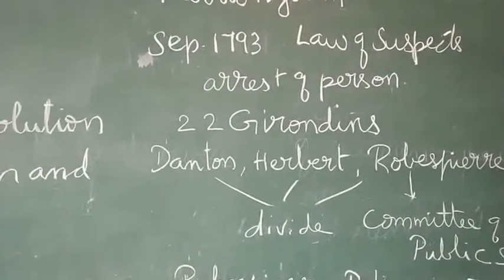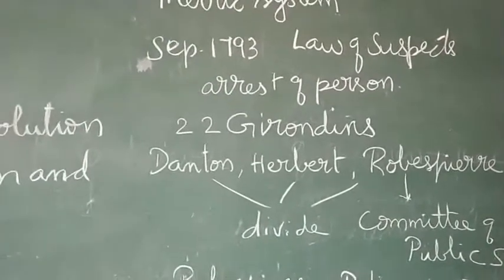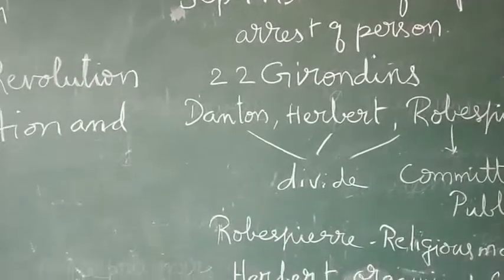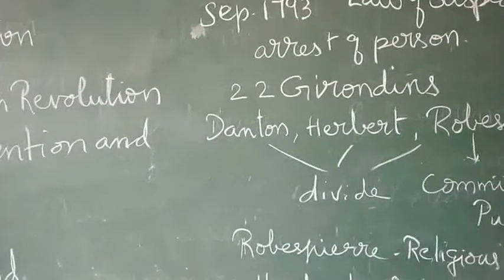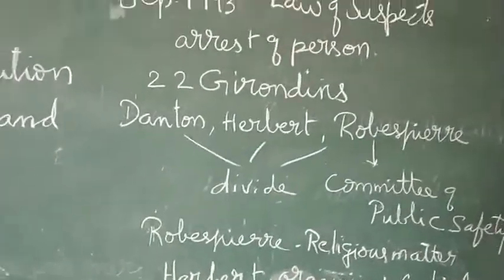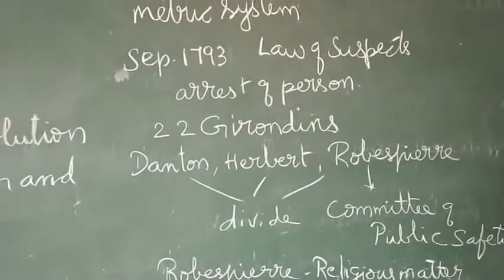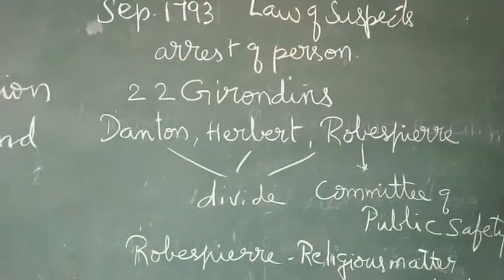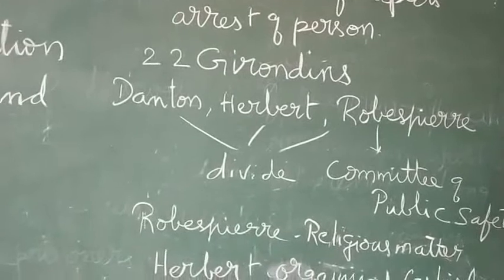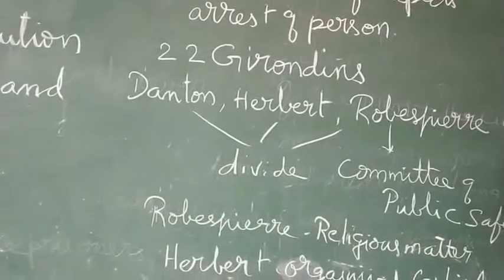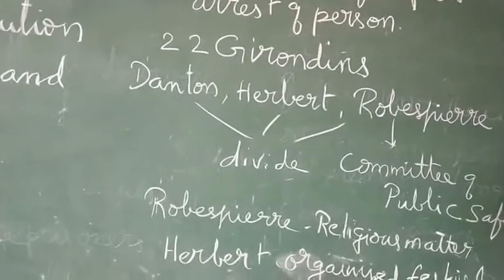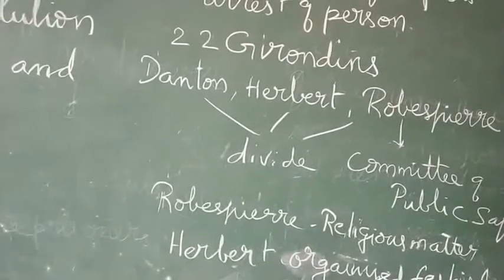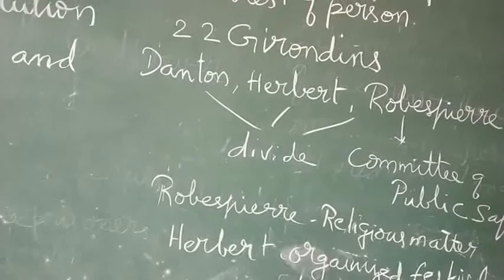Danton, Herbert and Robespierre themselves formed the leaders of the National Convention. They were divided on many issues. In that, Robespierre took control of the Committee of Public Safety. And there was a massive peasant revolt in Vendée, partly against the conscription.